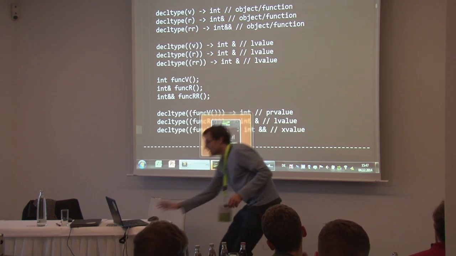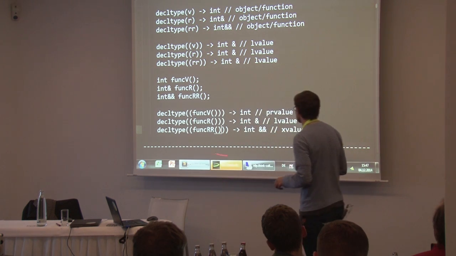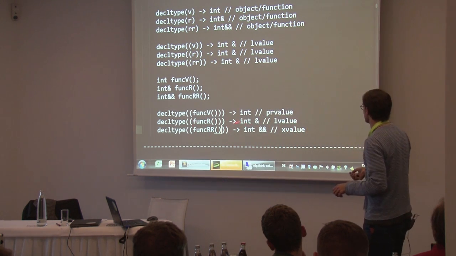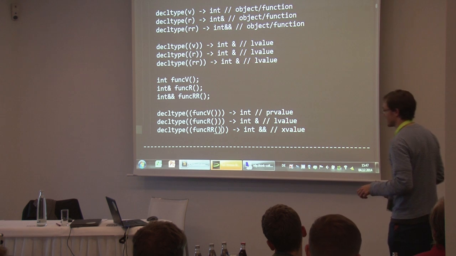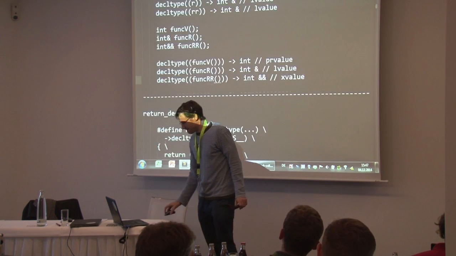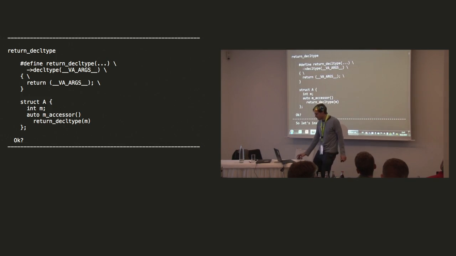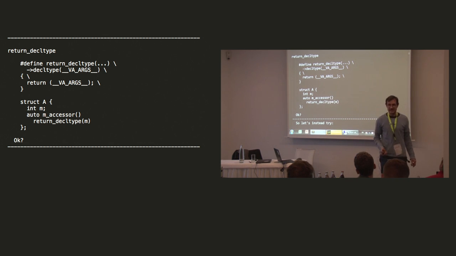Okay? So if you are invoking this function and you are checking what's the type that is coming out of this function, it doesn't matter how many parentheses you put around, you just get reflected the return value of these functions. Okay, so let's try to write a return decltype that returns what you pass in.